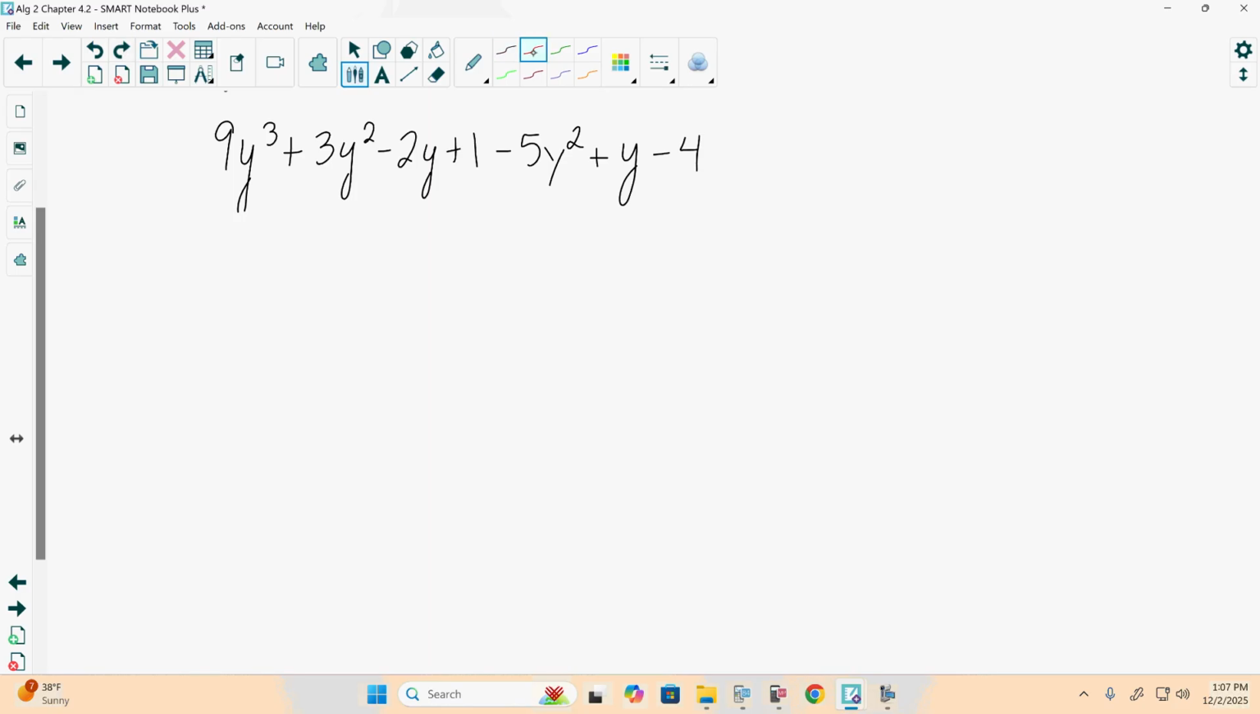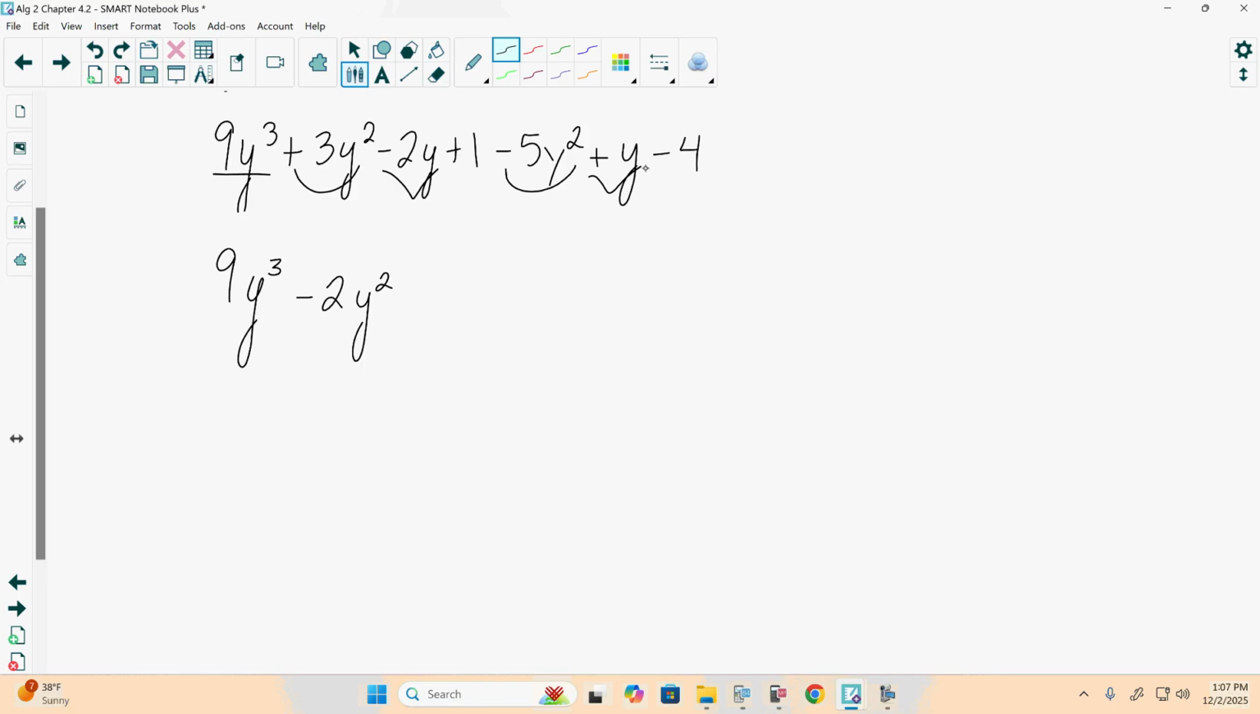From here, I would go through and look at our terms. 9y cubed has no like terms, so I'm going to write it as 9y cubed. I would look at my y squared terms, and I will specifically put a symbol, a way that I write underneath it, to signify, one, they're like terms, and two, making sure I got them all. So 3y squared minus 5y squared would be negative 2y squared.